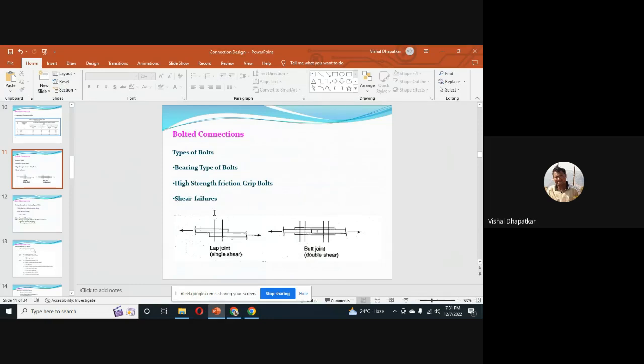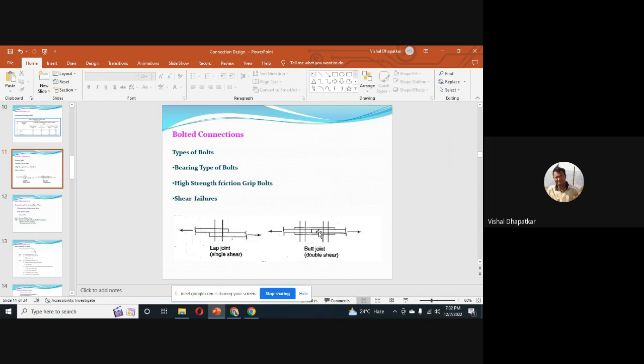Okay, then shear failure. There are two types of shear failure. One is single shear failure, the other is double shear failure. When two surfaces are there and there is only one shearing plane, in that case the bolts are going under single shear, right? Only this surface is going under single shear.